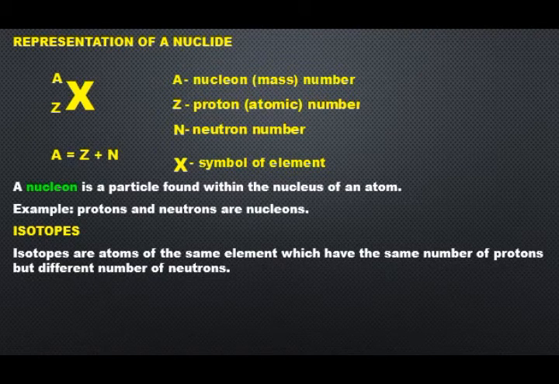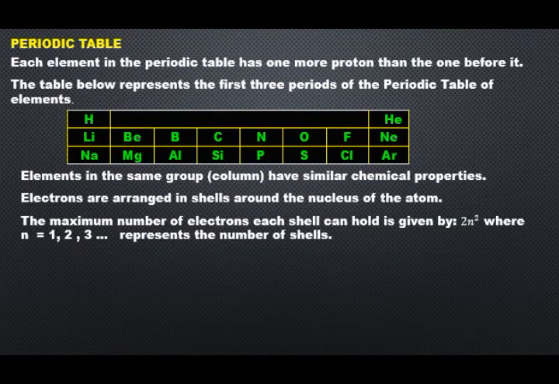A nucleon is a particle found within the nucleus of an atom. Examples are protons and neutrons. These are called nucleons. Isotope. Isotopes are atoms of the same element, which means they have the same number of protons but different number of neutrons. Periodic table. Each element in the periodic table has one more proton than the one before it.